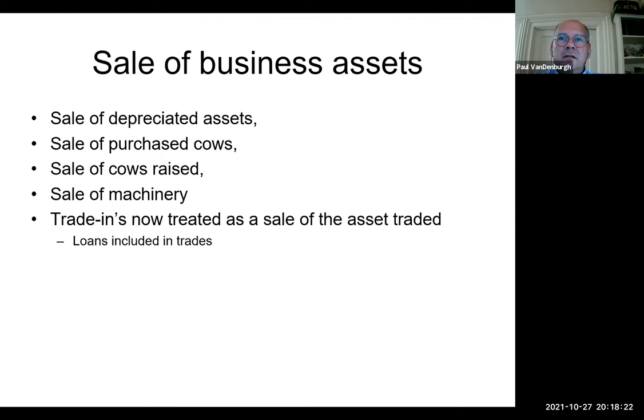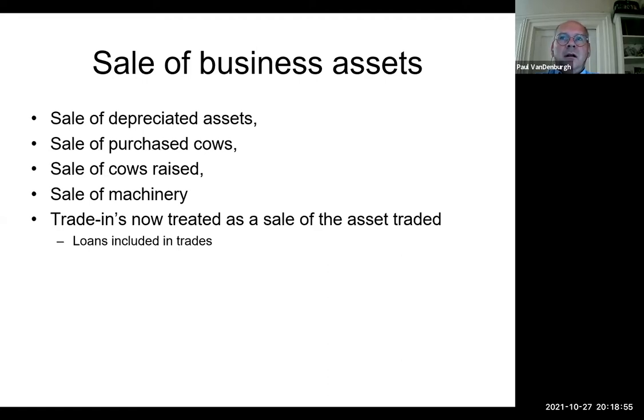Sales of business assets. To me, we got to know whether or not the asset that was sold was previously depreciated. Was it a piece of equipment or a cow purchased? Or was the asset raised? Was the animal raised? Raised cows are treated differently than the sale of purchased cows. And I talked about trade-ins a moment ago.